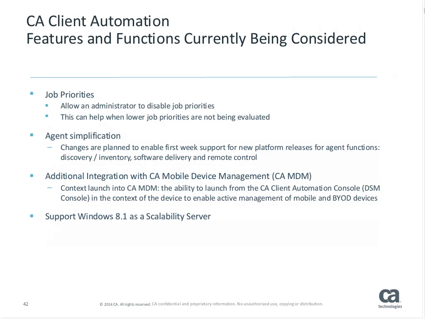Some other functions that we've done: you can allow the administrator to disable job priorities. Currently, you can specify a job priority of 1 to 9, so you can disable that. The problem is if everyone chooses a high priority, then the low priority jobs will never get executed. So in some environments, the administrator can choose to disable the job priority option.